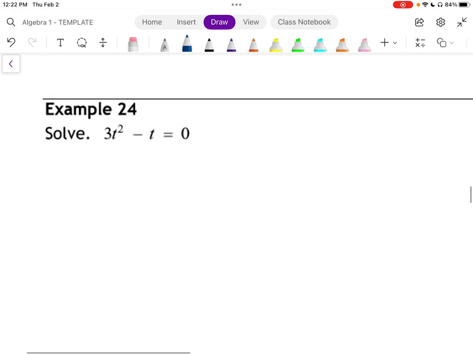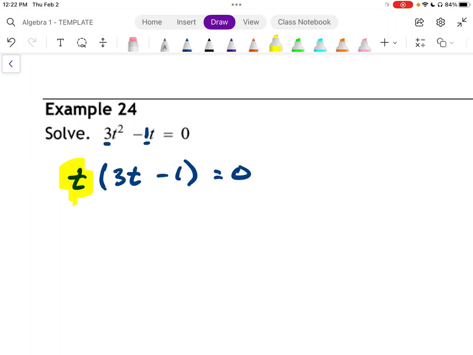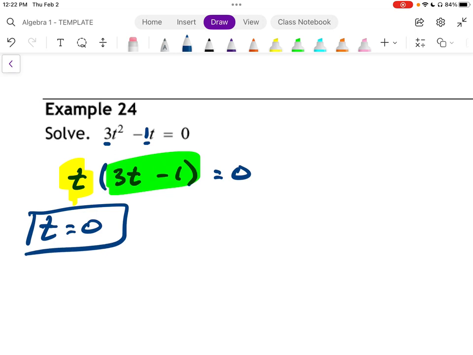24 says to solve. So I'm looking and I have the 3, and then in the other piece I have, well, it's like a 1. Right, I'm not going to pull out anything there, but I could pull out a t from both. So I'm going to factor a t, and I'm going to be left with 3t minus 1 equals 0. Now I use the zero products property. The yellow piece is just t equals 0, and that's it. We can actually box that in right there. That's our answer.